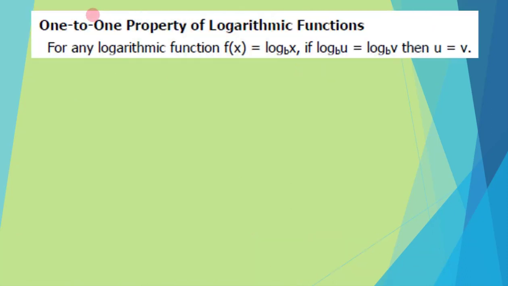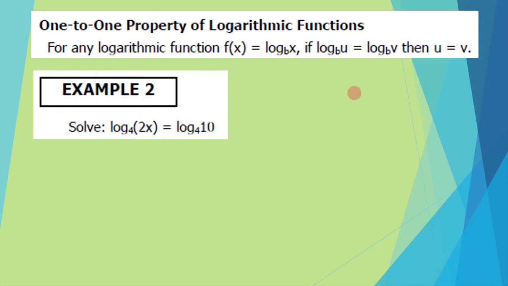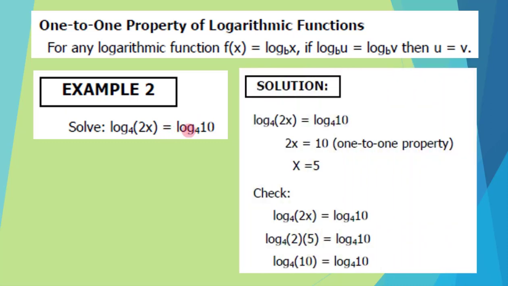Moving on to the one-to-one property of logarithmic functions. For any logarithmic function, f of x equals log of x to the base b, if log of u to the base b equals log of v to the base b, then we can say that u equals v. So for example, we have to solve for x: log of 2x to the base 4 equals log of 10 to the base 4.